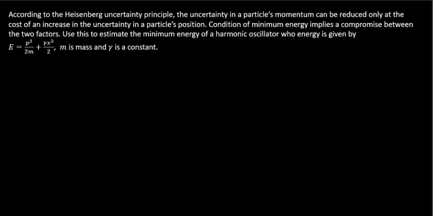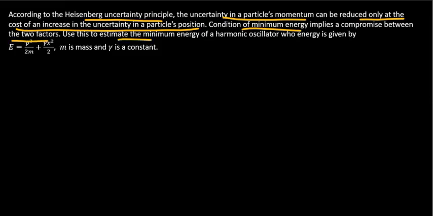According to the Heisenberg uncertainty principle, the uncertainty in a particle's momentum can be reduced only at the cost of an increase in the uncertainty of the particle's position. The condition of minimum energy implies a compromise between the two factors. Use this to estimate the minimum energy of a quantum harmonic oscillator, whose energy is given by this expression. m is mass and gamma is a constant.